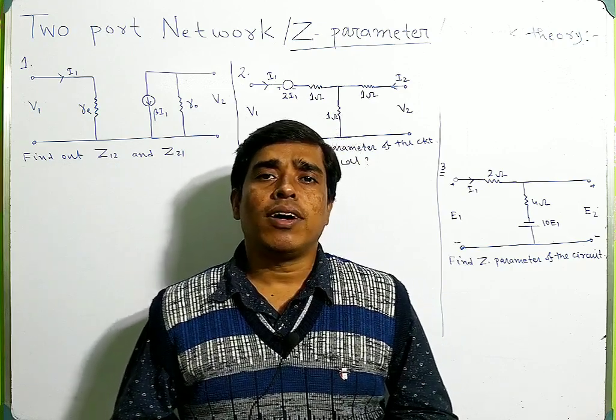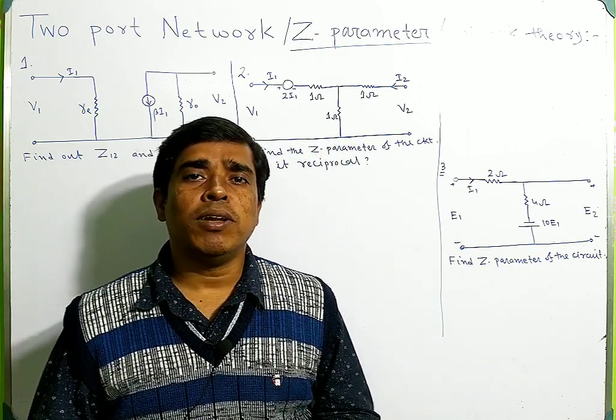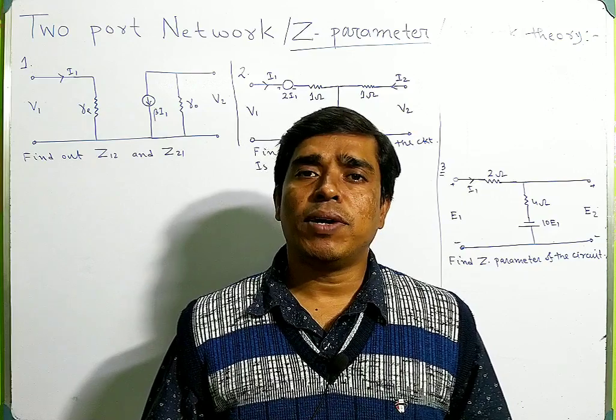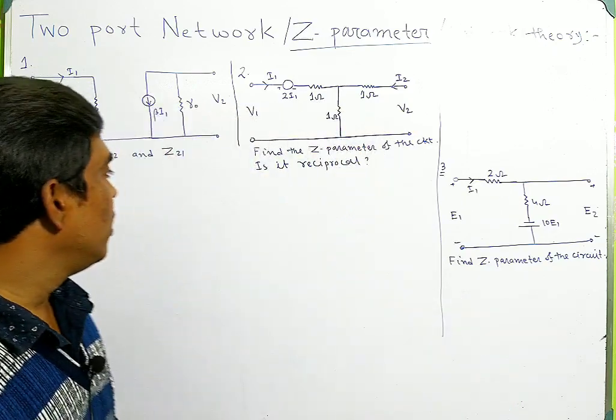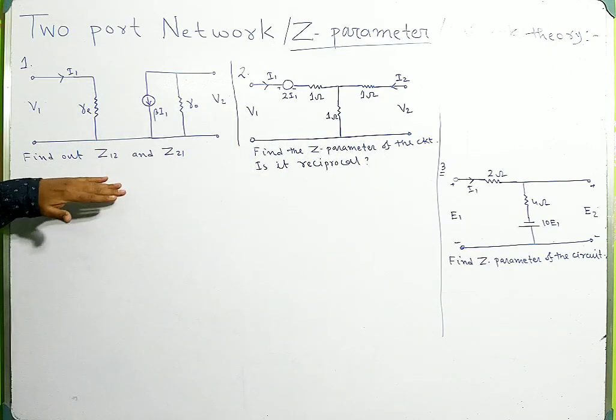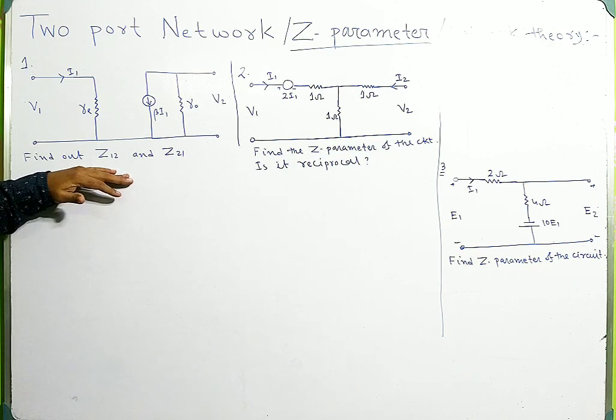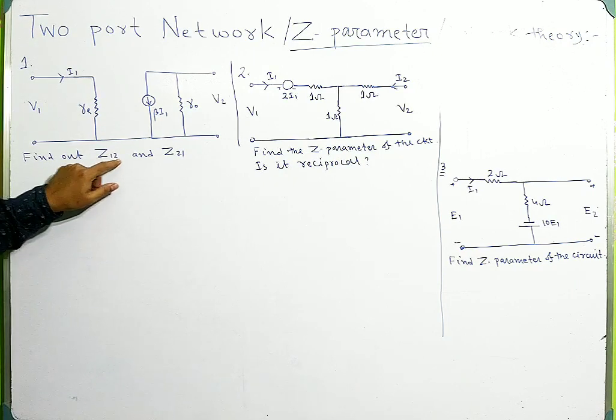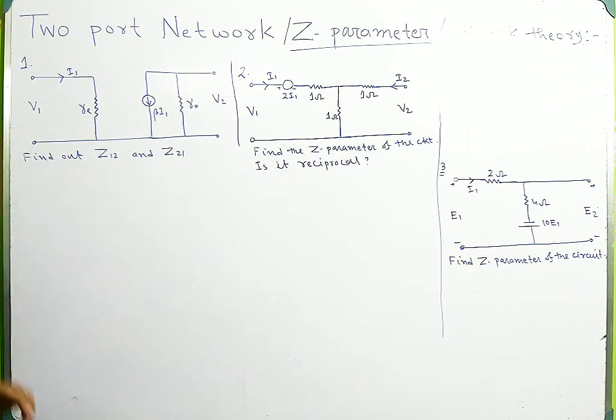Today we will discuss some problems related to Z parameters. In this problem, you have to calculate Z12 and Z21. So how do we calculate these parameters?